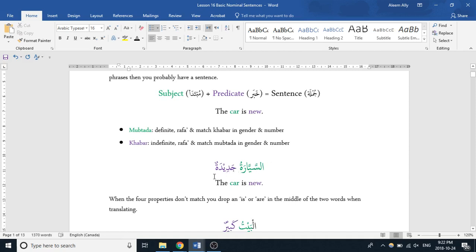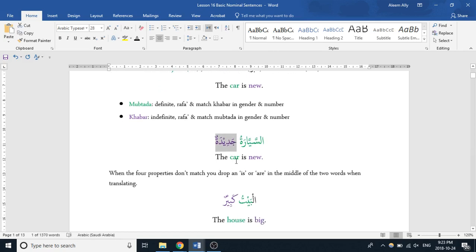As-sayaratu jadidatun. So these two words, the first one is definite. We know that because of the alif lam. The second word is indefinite, and we know that because of the tanween. As-sayaratu jadidatun, they match in gender because of the sign of femininity, which is the ta marbuta, and they also match in number because there's no atun ending or atin ending or ani or aini and so forth. They're both singular. So it would be translated as "the car is new."